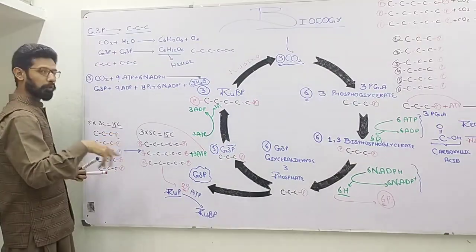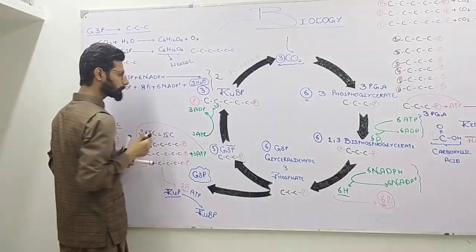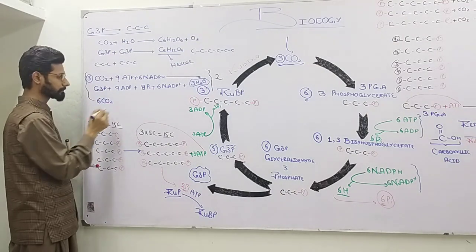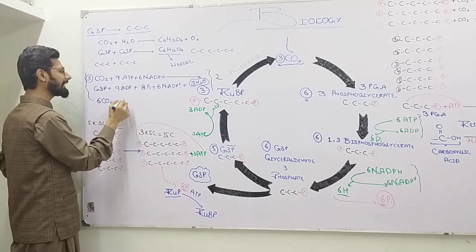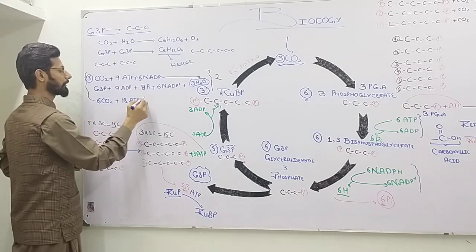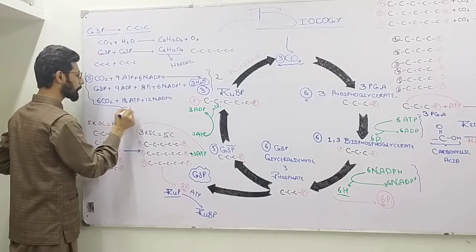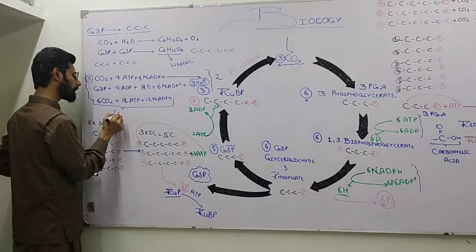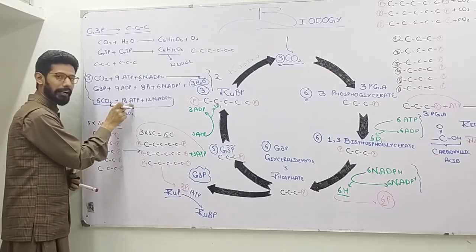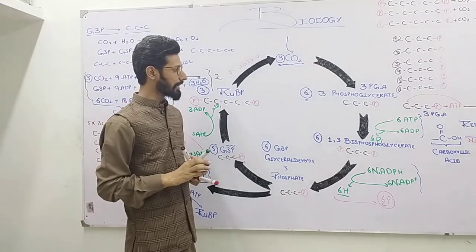So for 1 molecule of glucose, you need to multiply this equation by 2. So for a glucose molecule, you need 6 carbon dioxide plus 18 ATP and 12 NADPH for just 1 molecule of glucose. So this is the energy required by 1 glucose molecule, which is 18 ATP and 12 NADPH.